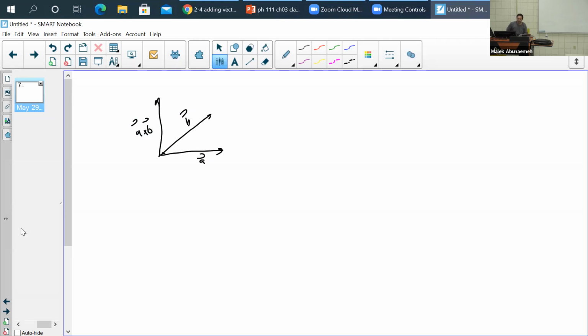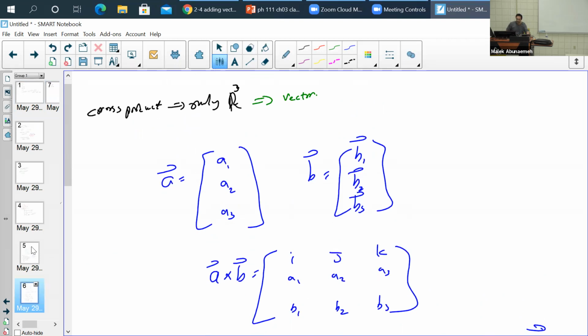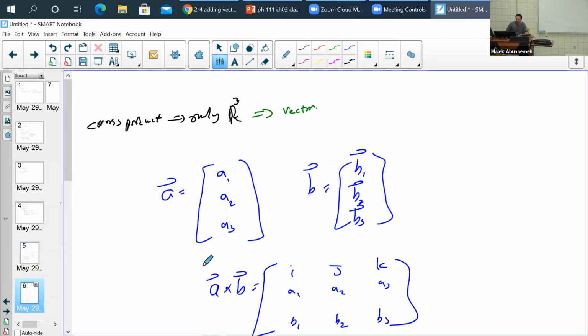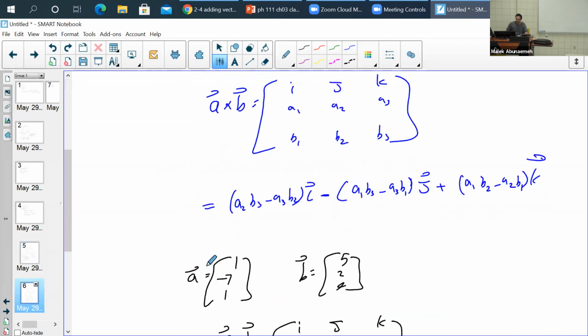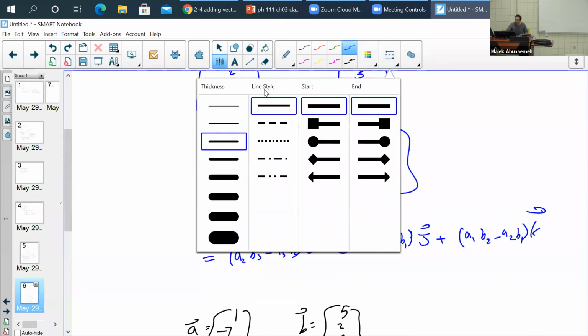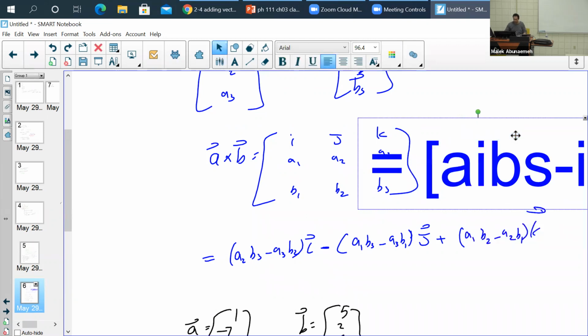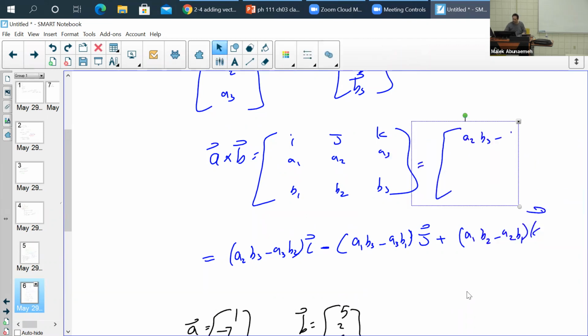Let me actually go ahead and write that down. I did not even write that down. Let me go ahead and actually write this down. So in the A direction, it would be A2, B3 minus A3. What happened?